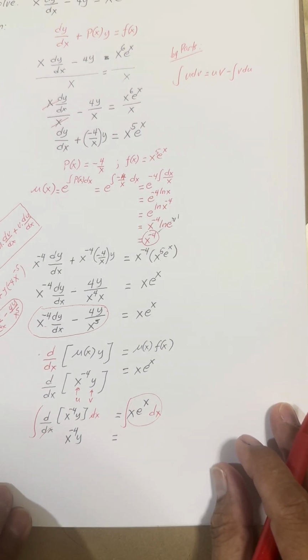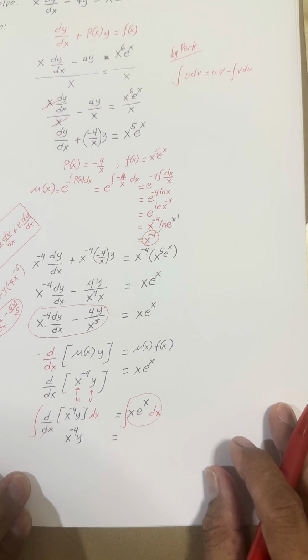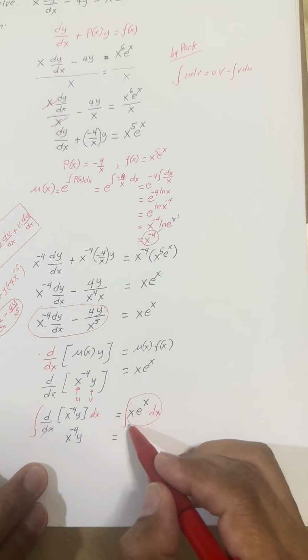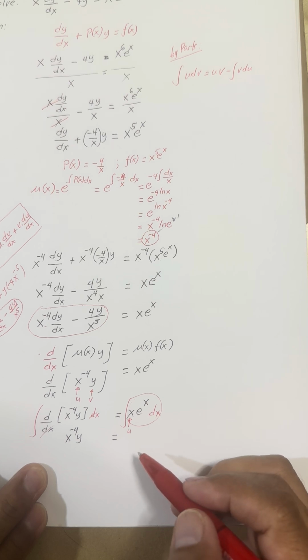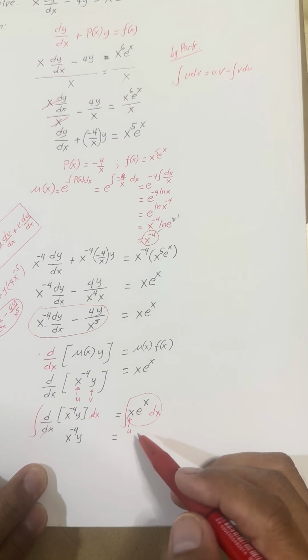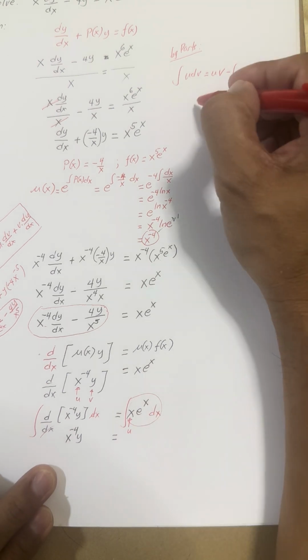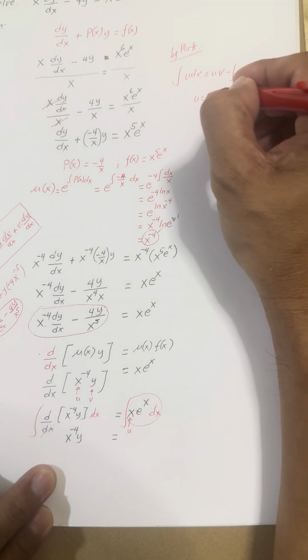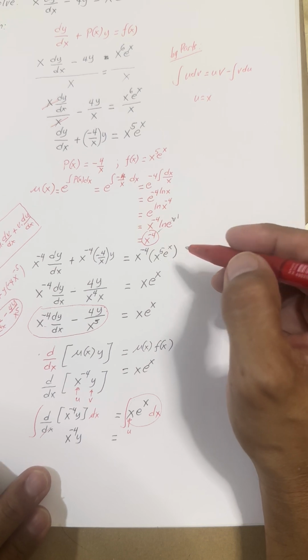Okay, so now we have to find out what is our u, what is our v. So from here, if we consider this as our u, okay, so our u here is equal to x. Then what is our dv?